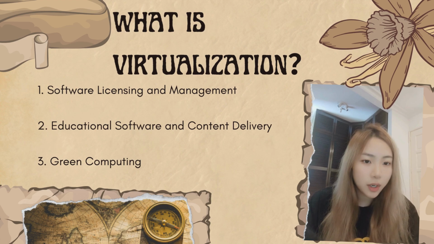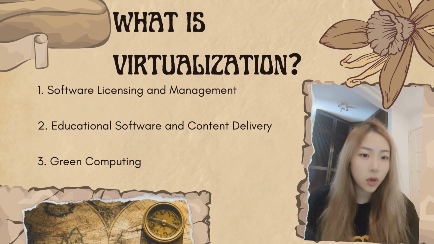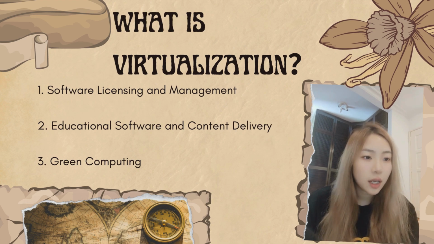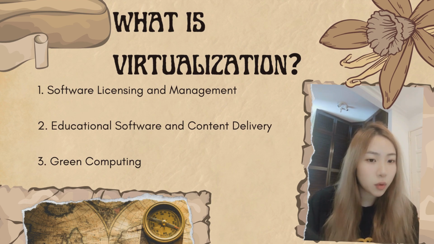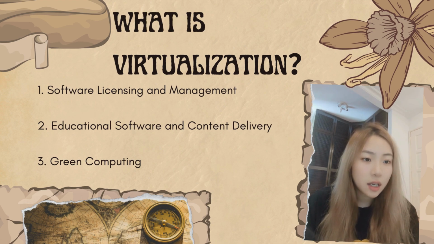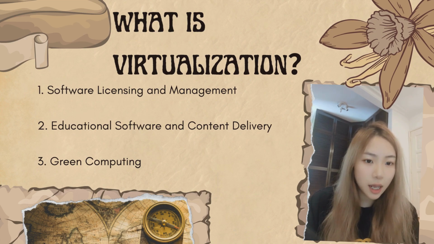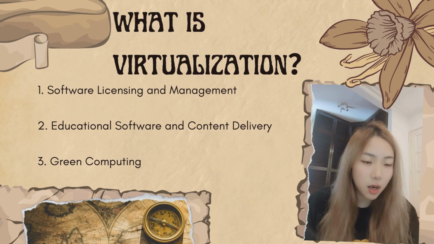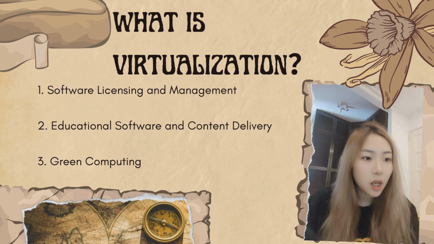There are 3 points. The first one is software licensing and management. Virtualization enables schools to streamline software licensing and management by centralizing application deployment and updates within a virtualized environment. This simplifies software distribution, reduces licensing costs, and ensures compliance with license agreements.